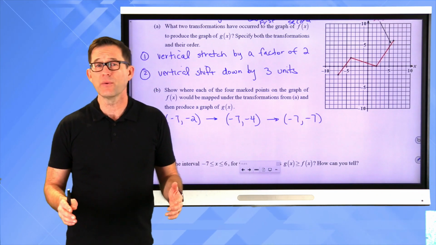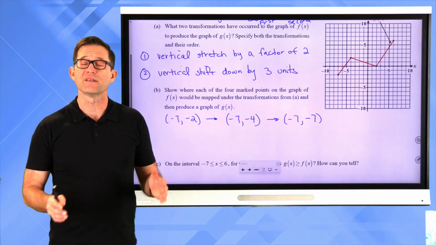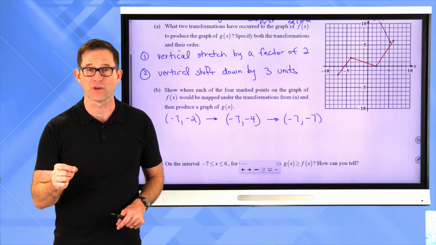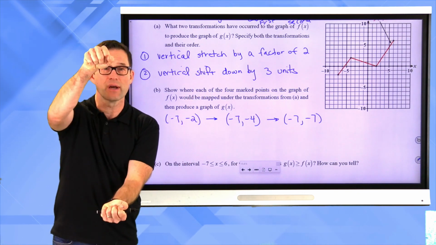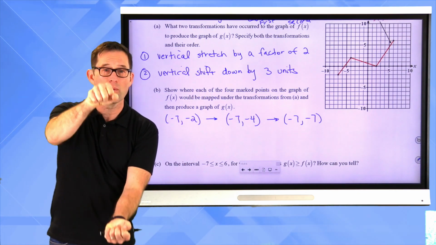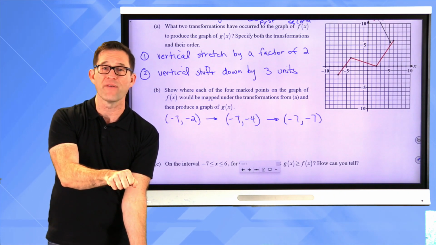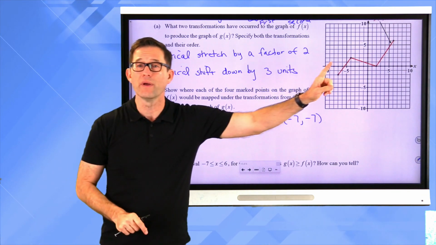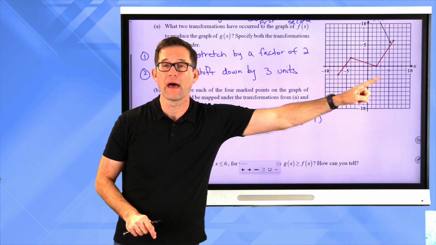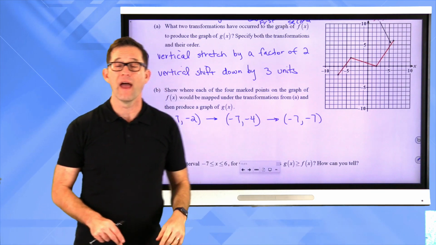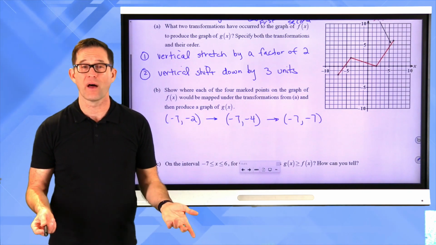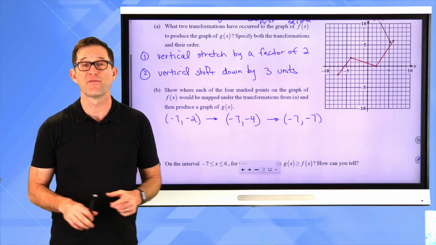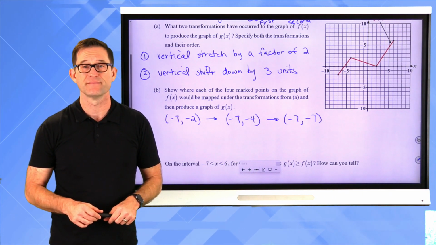Now, notice I'm not doing anything to the x value because neither one of these transformations has anything to do with horizontal motion. The first one is a vertical stretch by a factor of 2. The second one is a vertical shift downward by 3. Okay, now what I'd like you to do is also do that for that point, and that point. And then once you have those 4 points, plot them and flesh out what the function looks like.